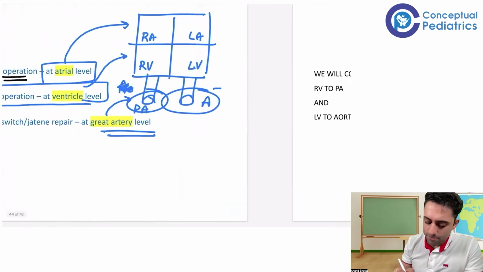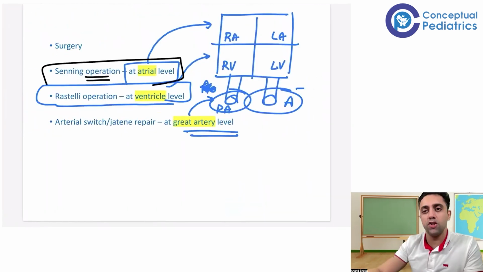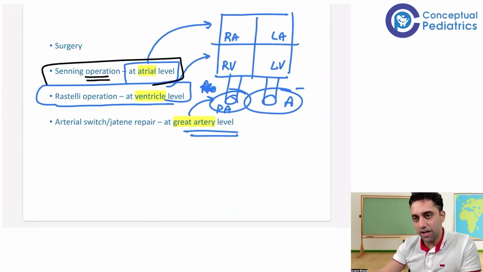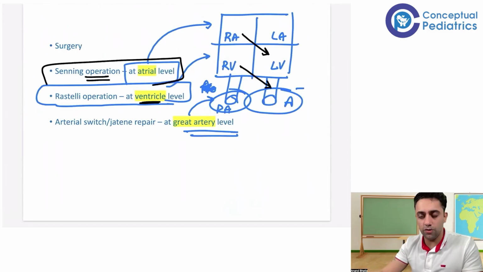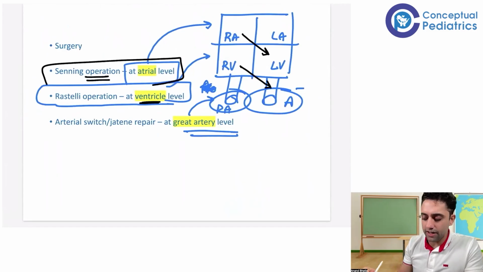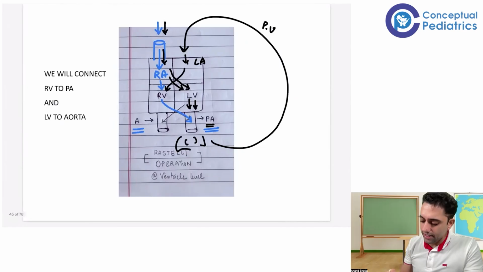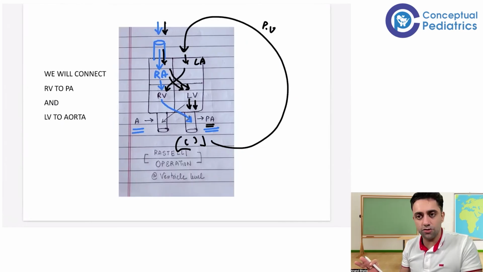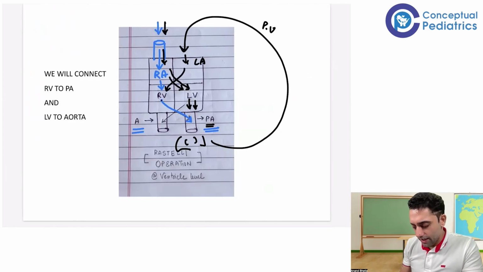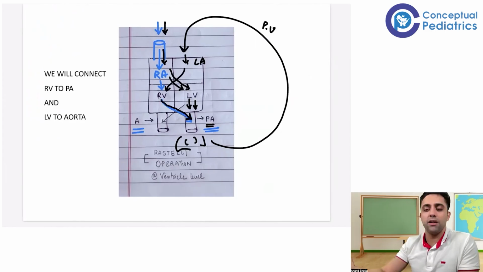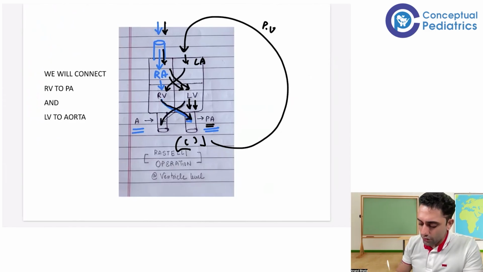What I meant was this only, the Senning operation, the atrial switch. Are you understanding? That is connecting the right atrium to the left ventricle. At the ventricular level, I'm connecting the right ventricle to the aorta. That much you should know. And the right ventricle goes to the pulmonary artery, and the left ventricle to the aorta.